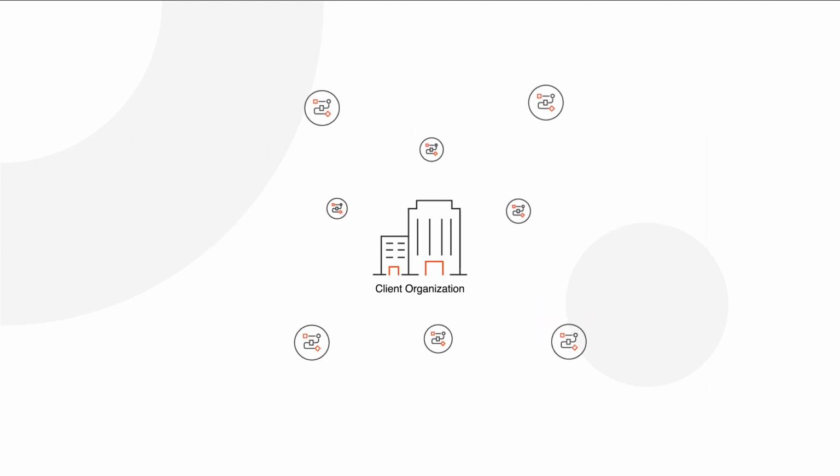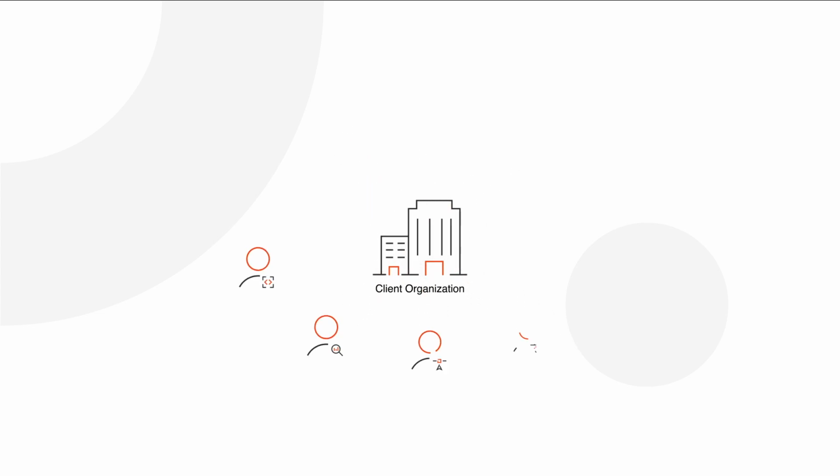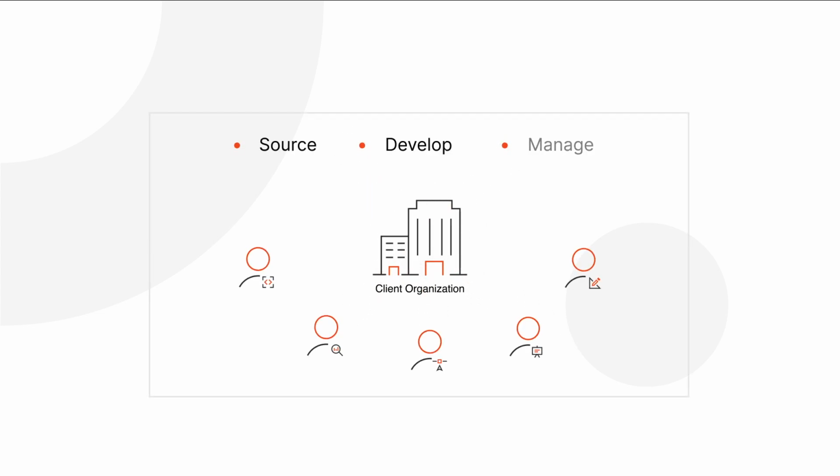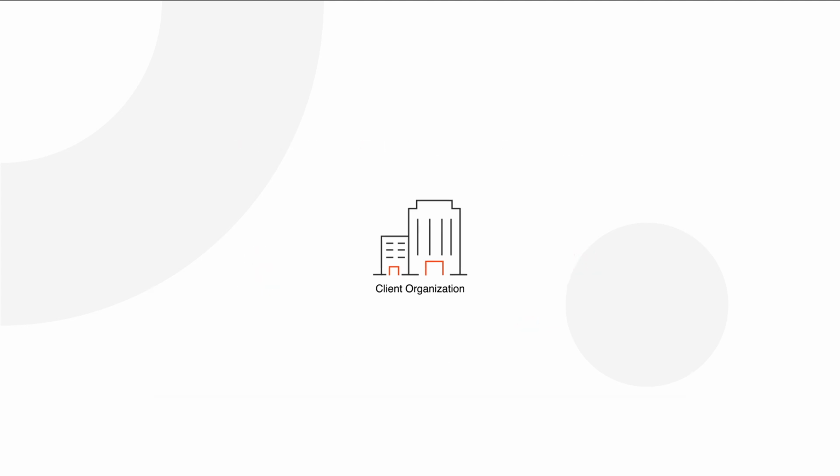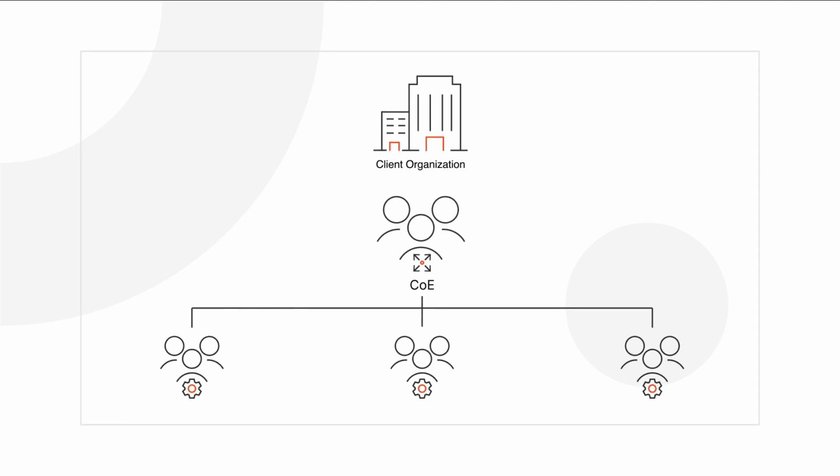As companies advance with their vast automation programs, they typically start to develop the internal expertise to source, develop and manage automation programs and projects. There's a natural progression towards the first model and establishing an in-house center of excellence and implementation teams.